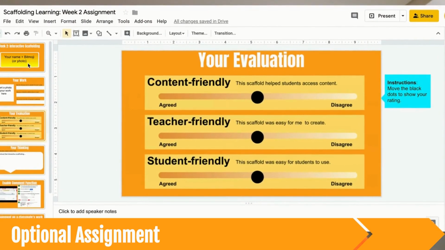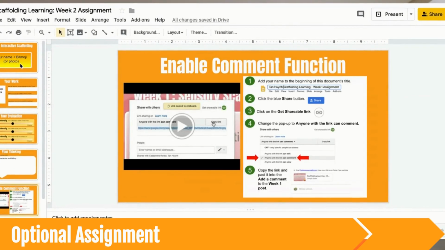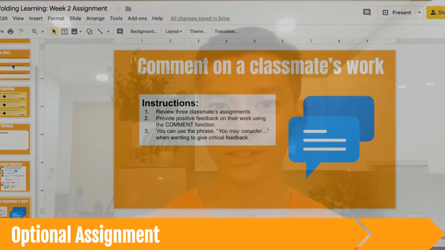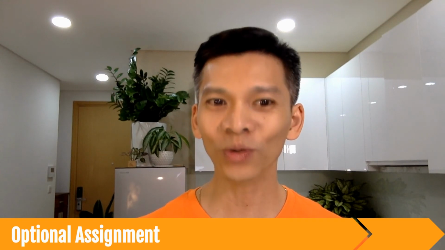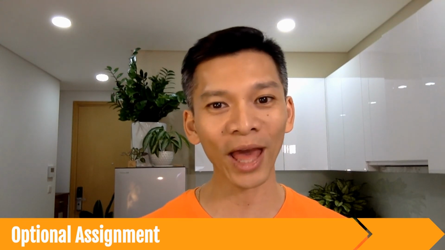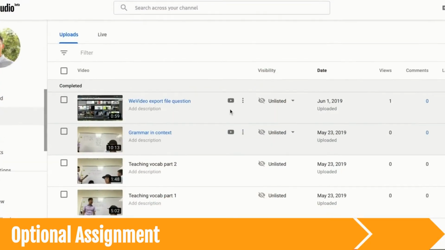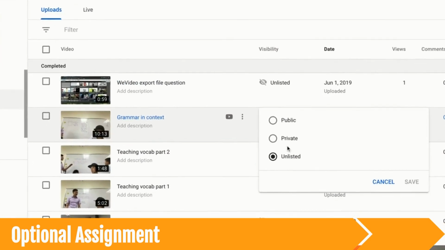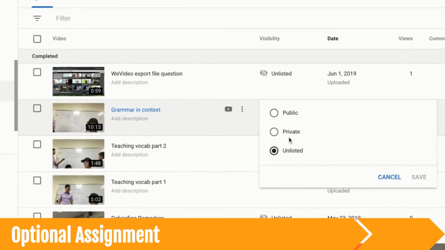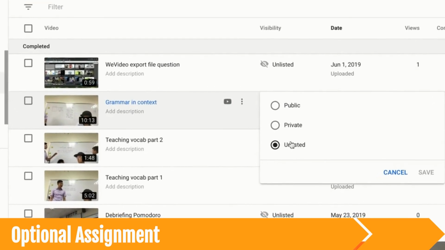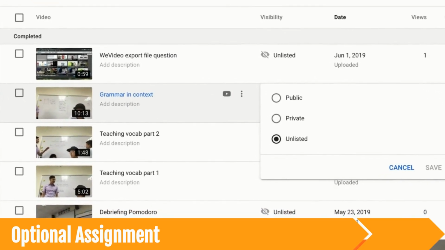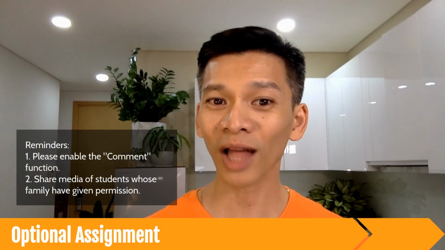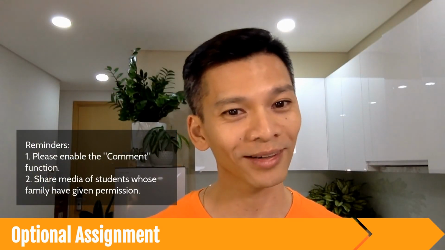If you have a recording, you can either upload the recording to Google Classroom and share the link with us, or you can also place it on YouTube and categorize it as unlisted, so only people with the link can view the video. Once you're done, please make sure to enable the comment function on Google Slide. This will allow me and your classmates to view and comment on your work.